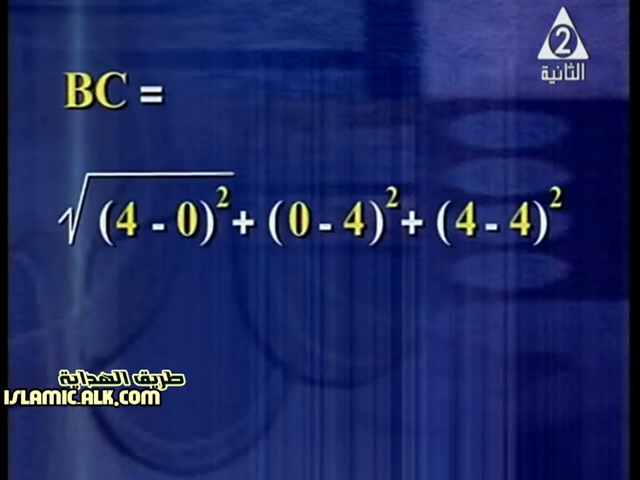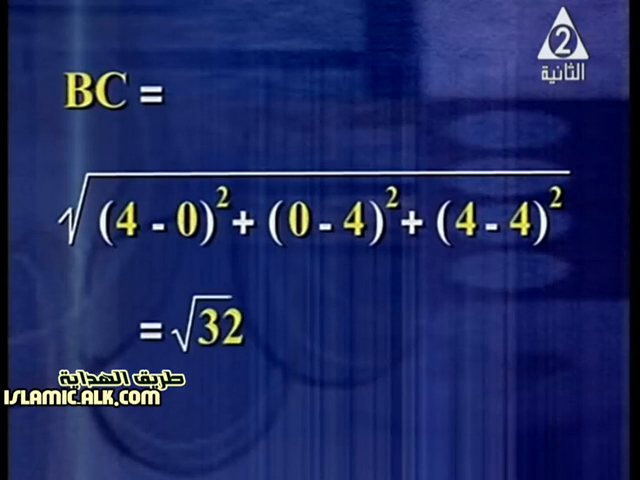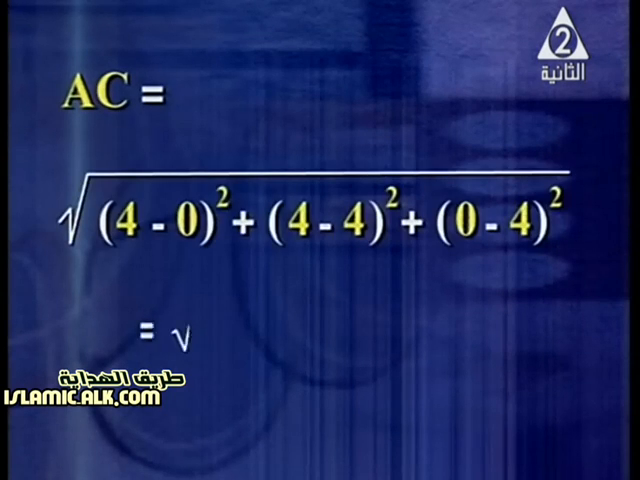After that, we find the length of BC by the same method. Square root of (x2 minus x1) to the power 2 plus (y2 minus y1) to the power 2 plus (z2 minus z1) to the power 2. Then BC equals (4 minus 0) to the power 2 plus (0 minus 4) to the power 2 plus (4 minus 4) to the power 2. Answer is square root 32. We find AC by the same method. AC equals square root 32.